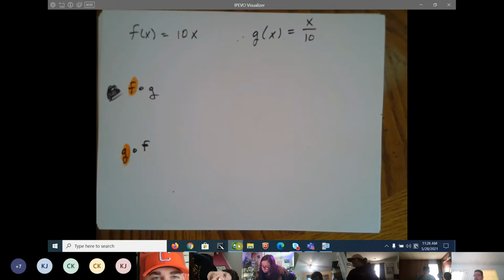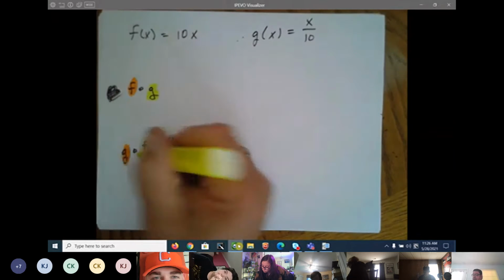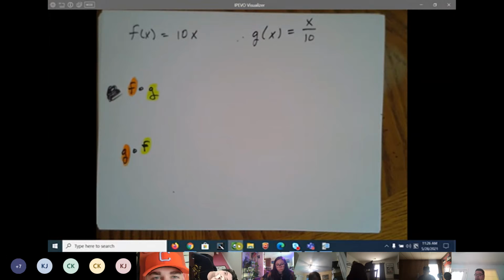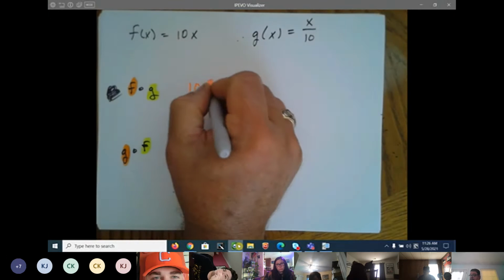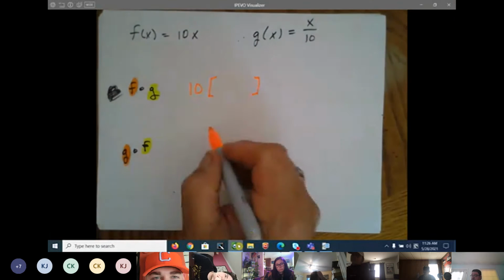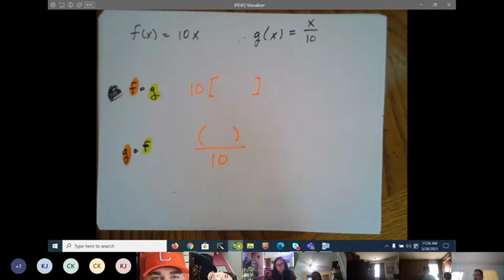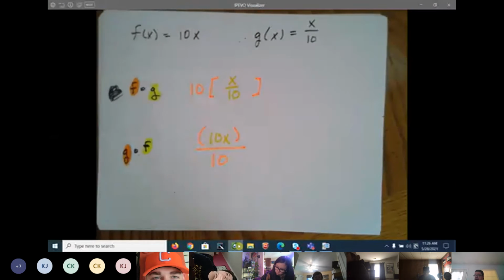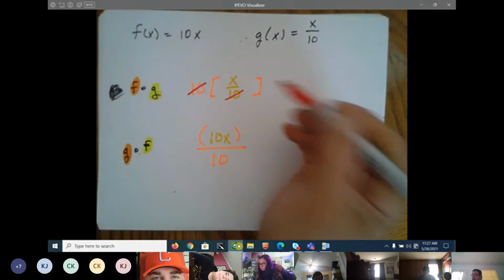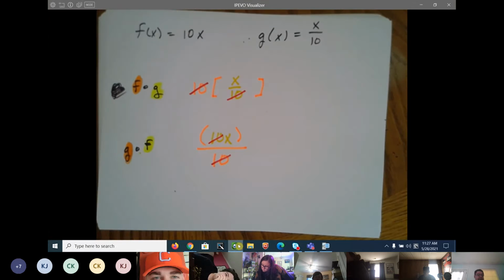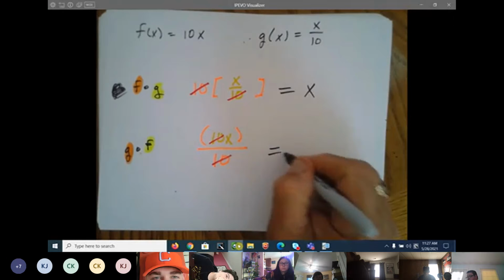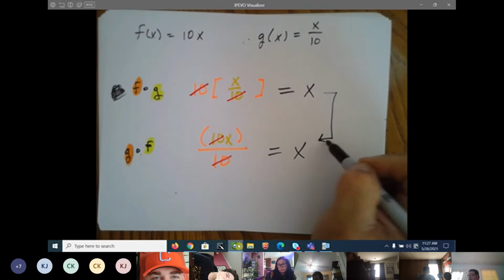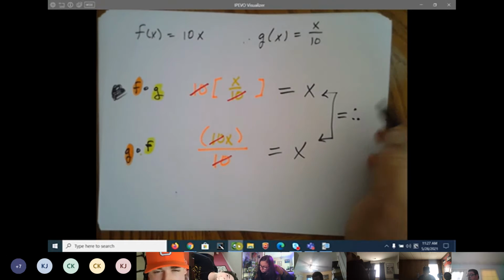And I'm going to plug in whatever this is. So I'm going to rewrite f with a big set of parentheses or brackets, and g with a big set of parentheses or brackets. And I'm going to plug in g, which is x over 10. Here I'm going to plug in f, which is 10x. I think we did one like this in class, didn't we? And the 10's going to cancel. And the 10's going to cancel. And both of them give us what? So therefore, they are equal, therefore one to one.